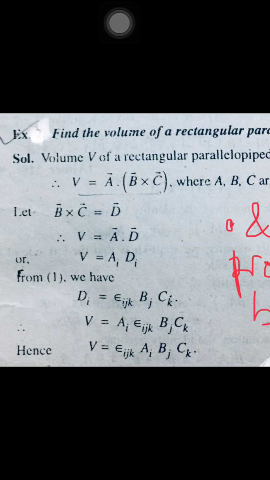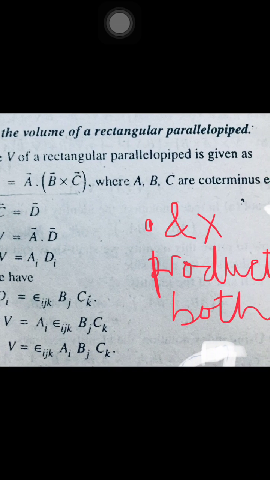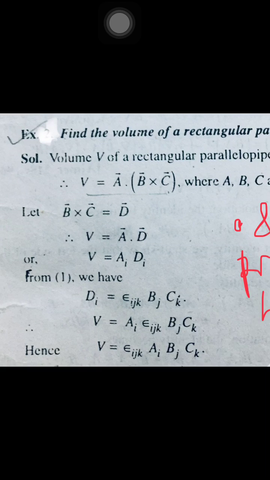In an earlier lecture we have seen that the dot product of two vectors, A dot B, is a_i b_i. So here A dot D becomes a_i d_i. Here we take dot and cross product both simultaneously, so it is a very good example of dot and cross product. First we take B cross C, a cross product denoted by D, and A dot D is the dot product a_i d_i.